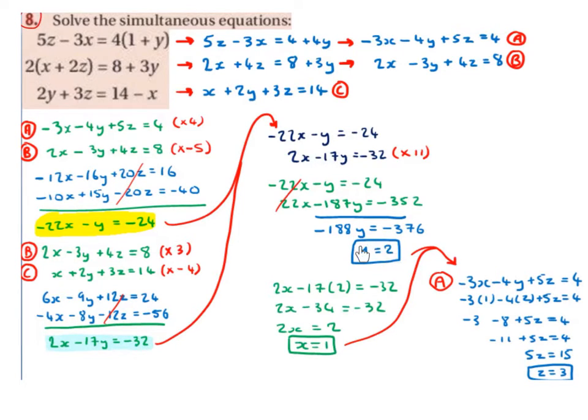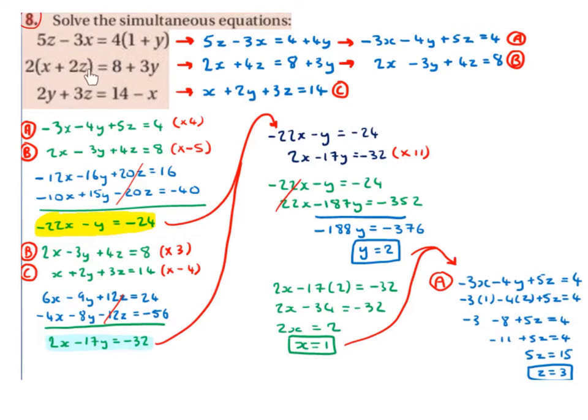Now I'm going to substitute y into one of my equations. I'm going to go for this one here. So I have 2x minus 17 multiplied by 2 equals minus 32. Minus 17 by 2 is minus 34. Minus 32 plus 34 is going to be 2. 2 divided by 2 is 1, so x is equal to 1.